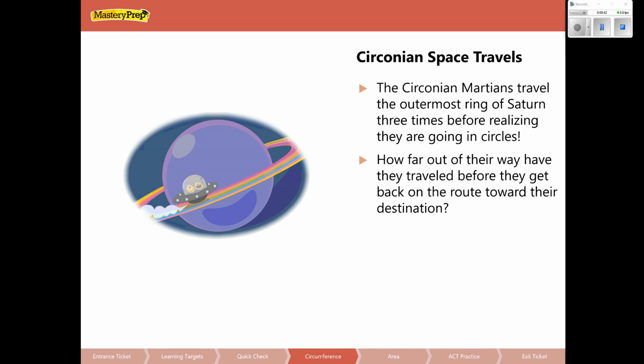Now, we're going to look at a problem dealing with circumference and radius. The Zirconian Martians travel the outermost ring of Saturn 3 times before realizing they are going in circles. How far of the way have they traveled before they get back on the route towards their destination? So, what would their distance be?